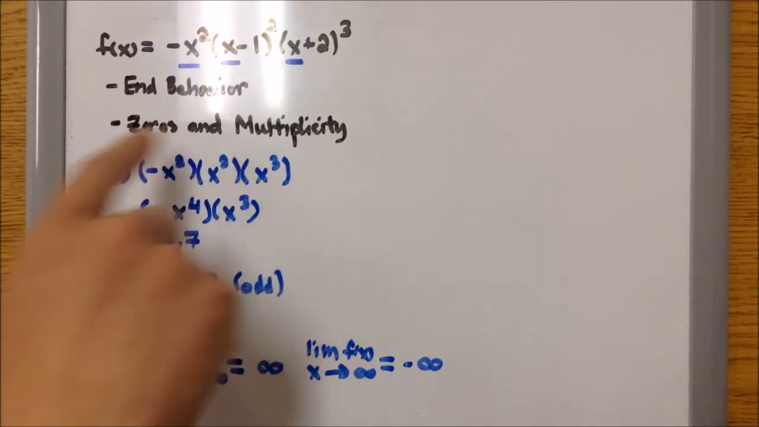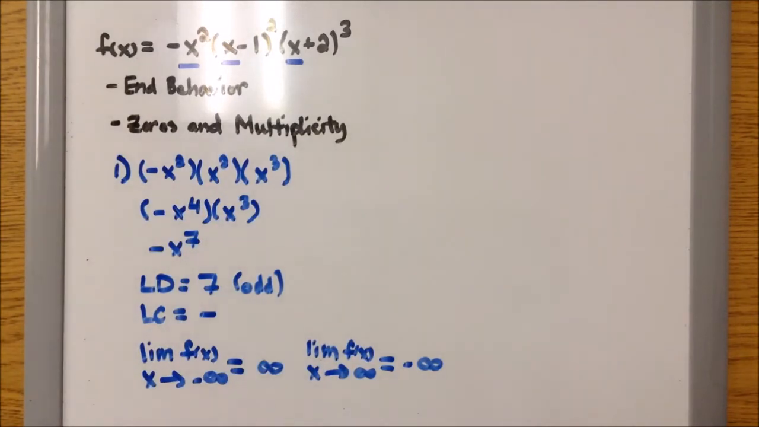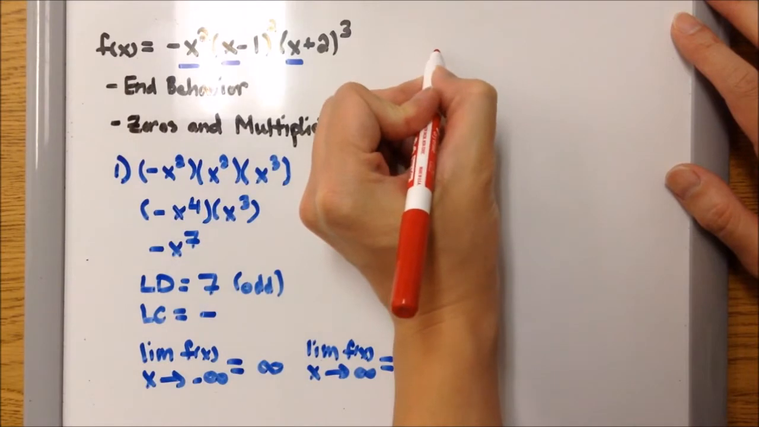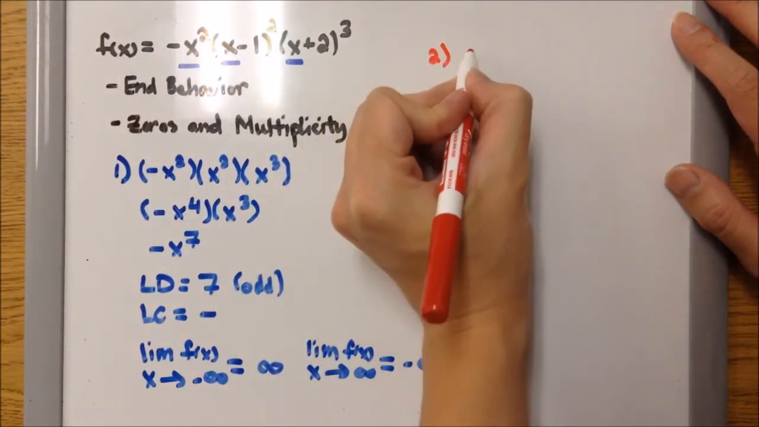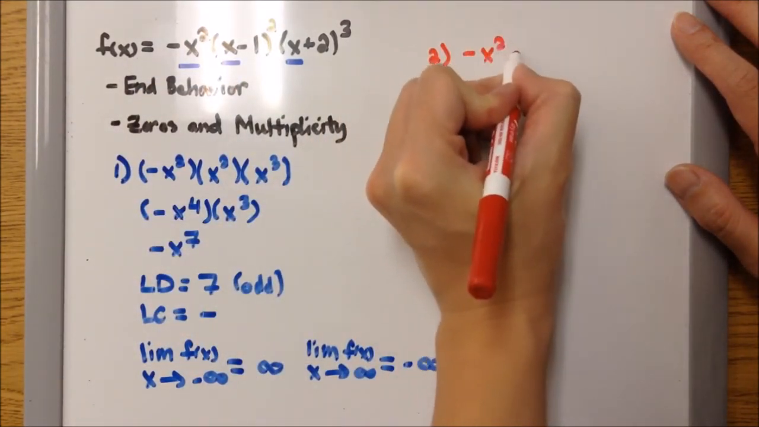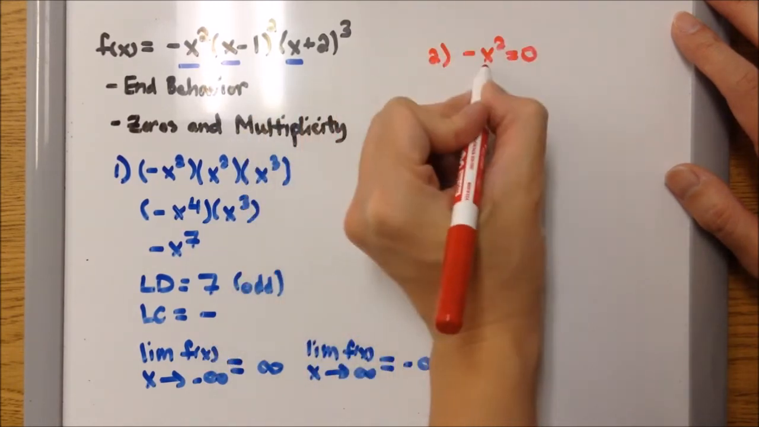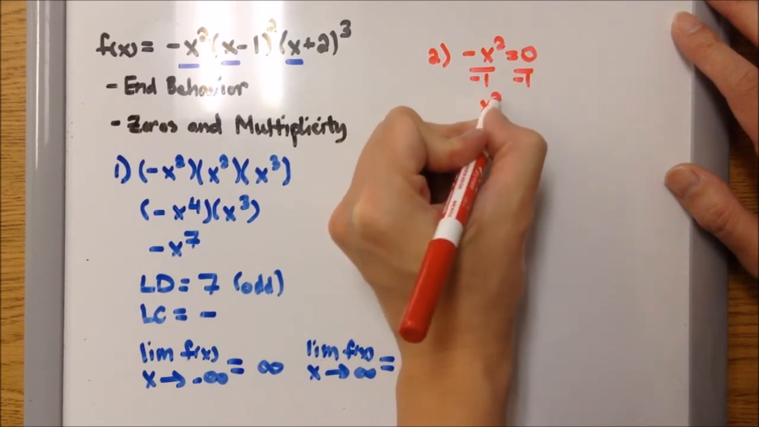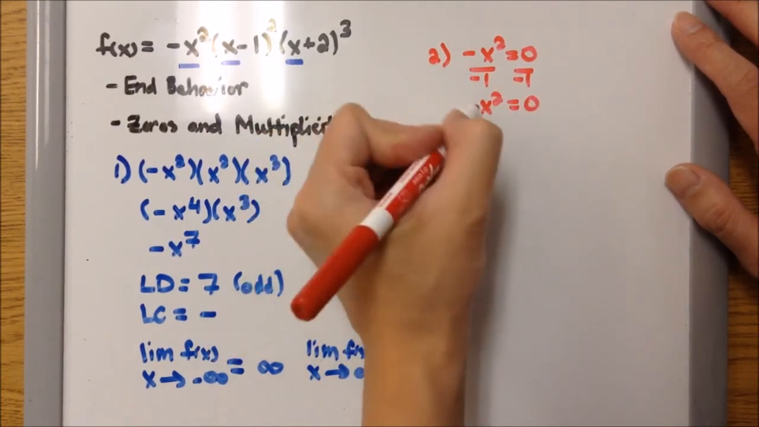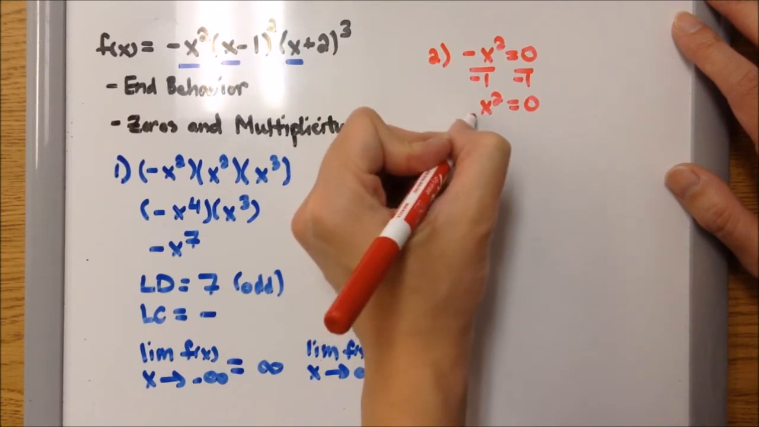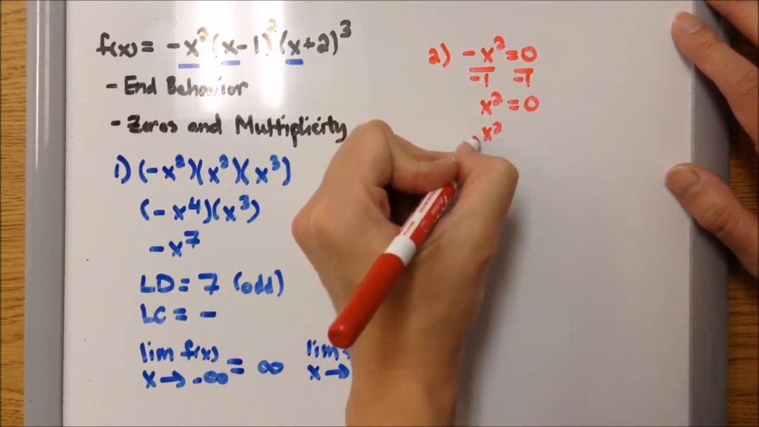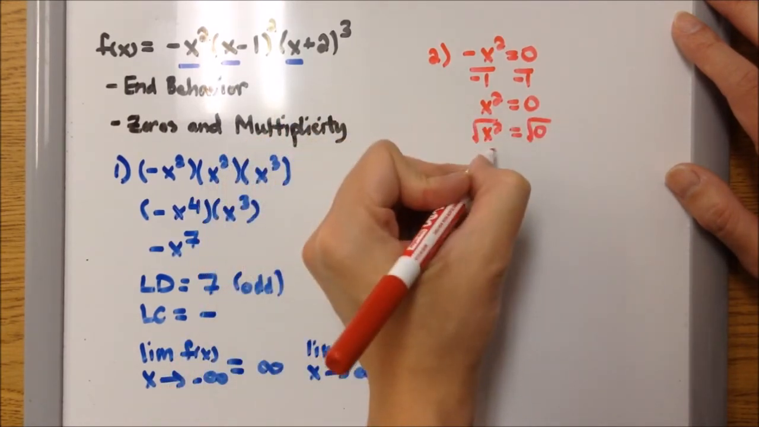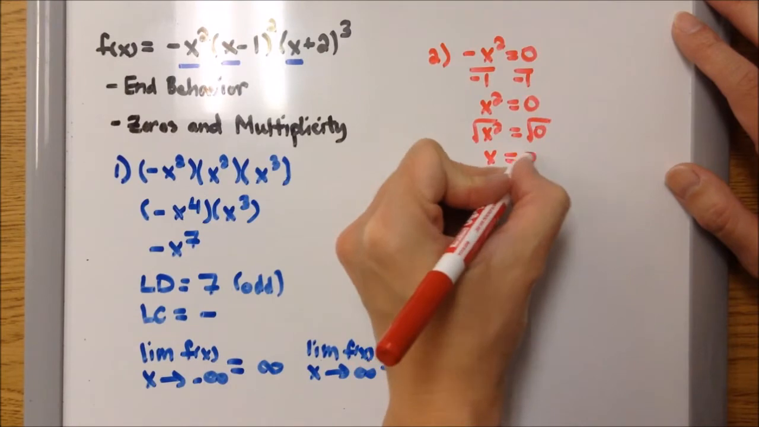Now, zeros and multiplicity. Alright, I'm going to write up here because it might be a lot. So, the first one is negative x squared equals 0. Well, you could divide by negative and it'd be x squared equals 0, and then you can square root it. So, let me show you. And then the square root of 0 is just 0, so x equals 0.